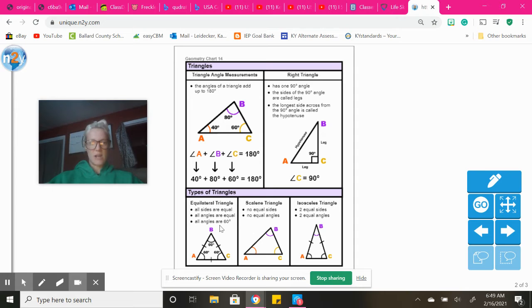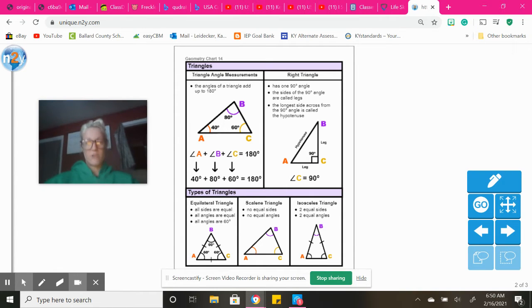The different types of triangles, we have an equilateral triangle where all the angles and all the sides are the same. They equal the same thing. Then we have a scalene. I think of scalene as scary because it does not look like anything. It's kind of a messed up triangle with no equal sides and no equal angles. And then we have isosceles, where isosceles triangles only have 2 equal sides and 2 equal angles instead of 3.